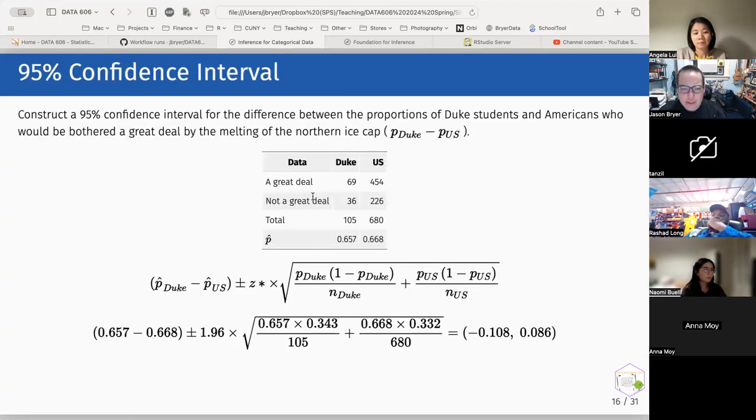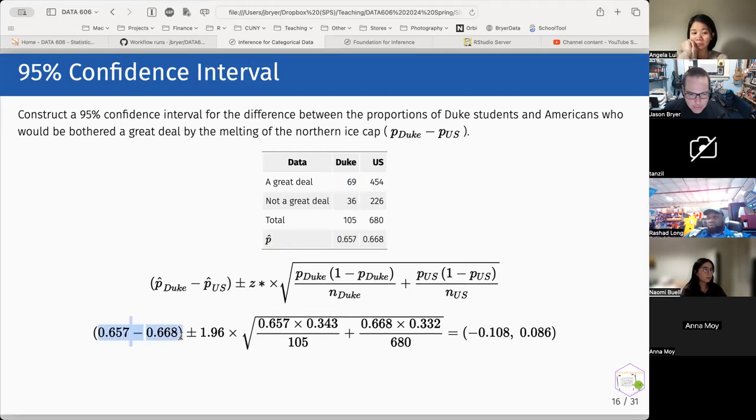Okay. So we're actually going to dichotomize our response here. We're just going to say a great deal and not a great deal. So our proportion of success for the US is 454 divided by 680, which is 0.668. And for Duke, we take 69 over 105, which gives us 0.657. And from here, we're just substituting into our formulas to get our standard error.